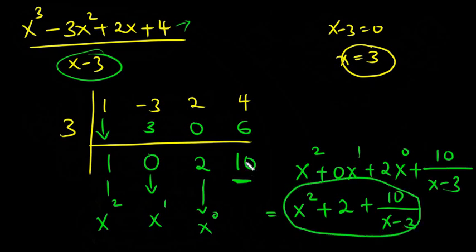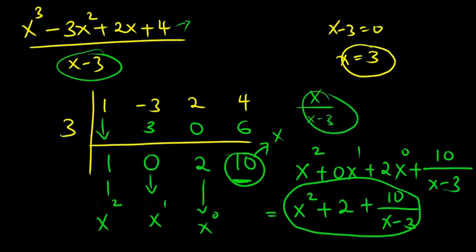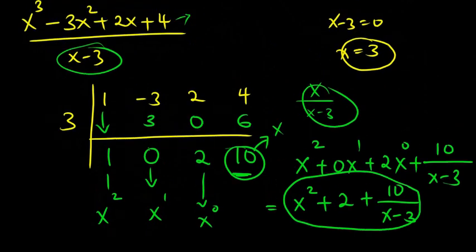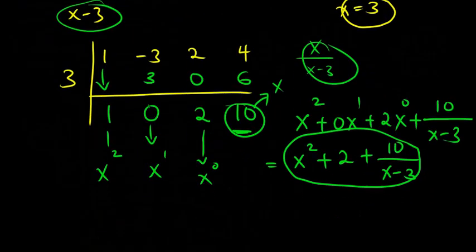So if you don't get a 0 in this last term, if you get a number, you just write it as that number divided by what we were dividing by. For this case, it is x minus 3. And that is how to divide polynomials. We're going to look at more examples in the next video.